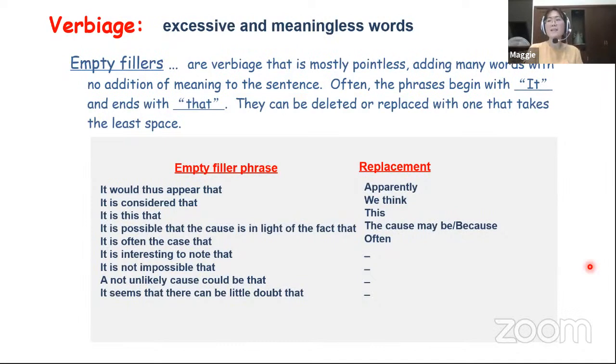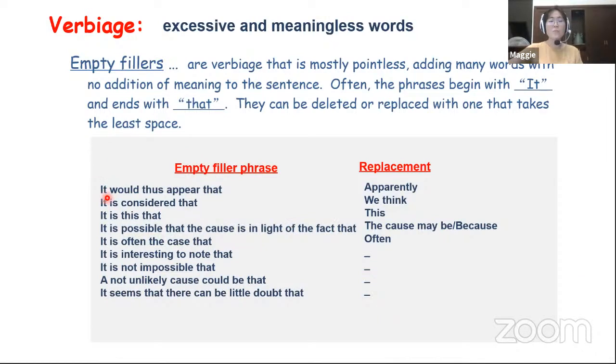It means the excessive and meaningless words. They are the empty fillers. They are verbiage that is mostly pointless, adding many words with no addition of meaning to the sentence. Often the phrases begin with it and end with that. They can be deleted or replaced with one that takes the least space. For example, to the left are the empty filler phrases.